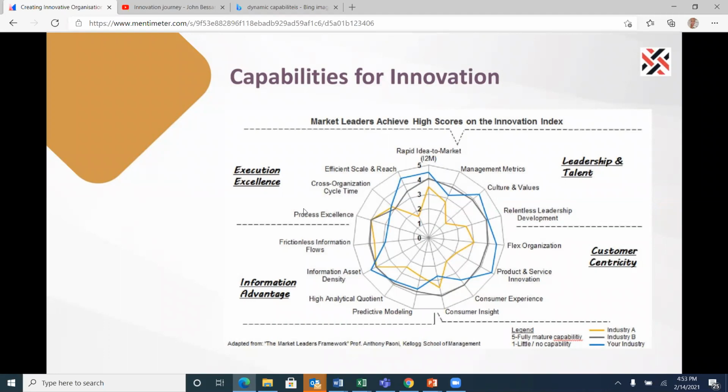And with this kind of innovation audit, it gives you this kind of profile. This is called a spider diagram. So it's like a spider web. And you say here, let's take this industry A. So they seem to be quite okay. They are doing stronger here on the information advantage side. But we can see with culture and values, efficient scale and reach, there are huge gaps. Also maybe on the product, service, innovation, consumer experience.